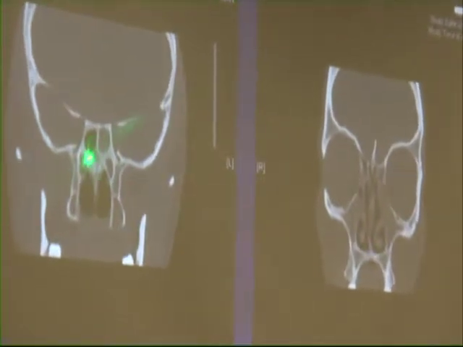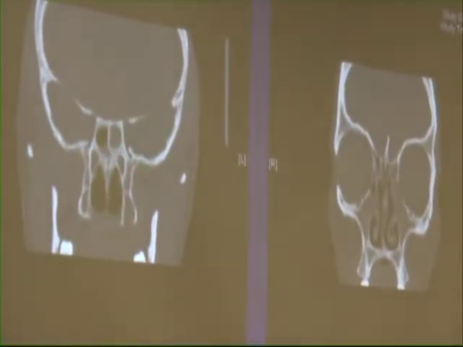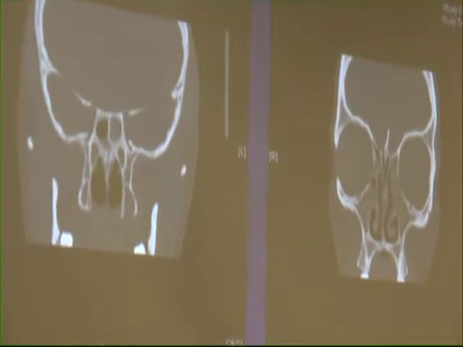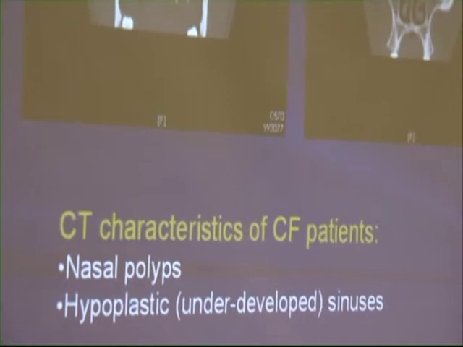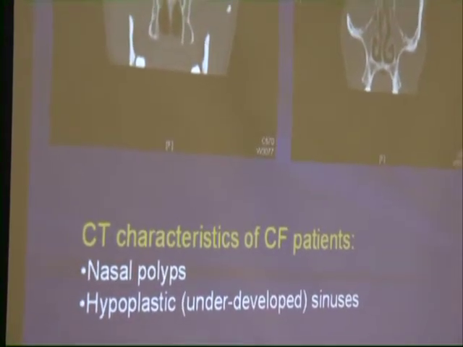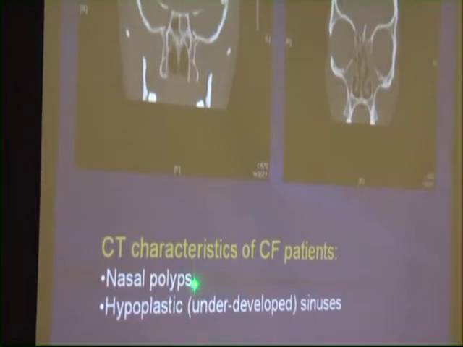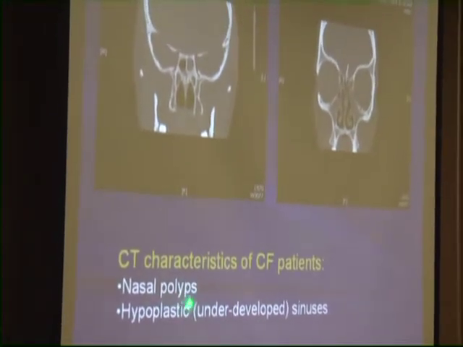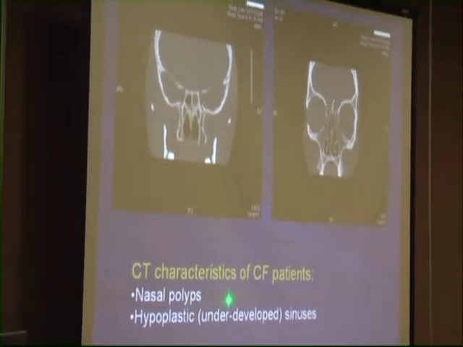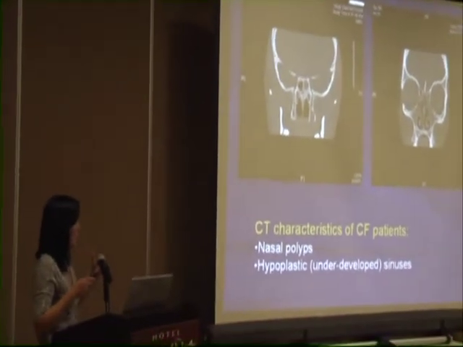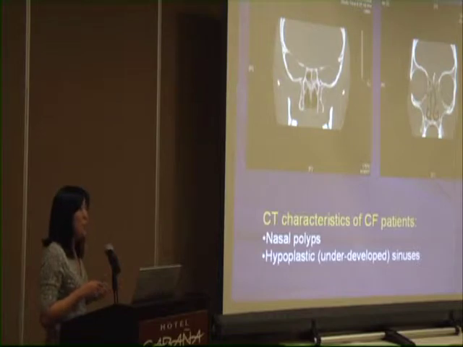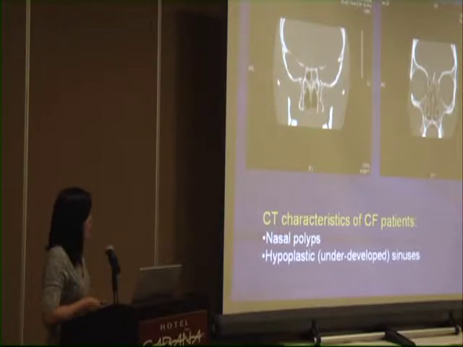With inflamed polyps. So there are two CT characteristics of a CF patient. One is that polyps are very common, and two is they tend to have hypoplastic, which is underdeveloped, sinuses. We think the reason for underdevelopment is the chronic inflammation and infection filled with polyps. So there's very poor aeration of the sinuses.